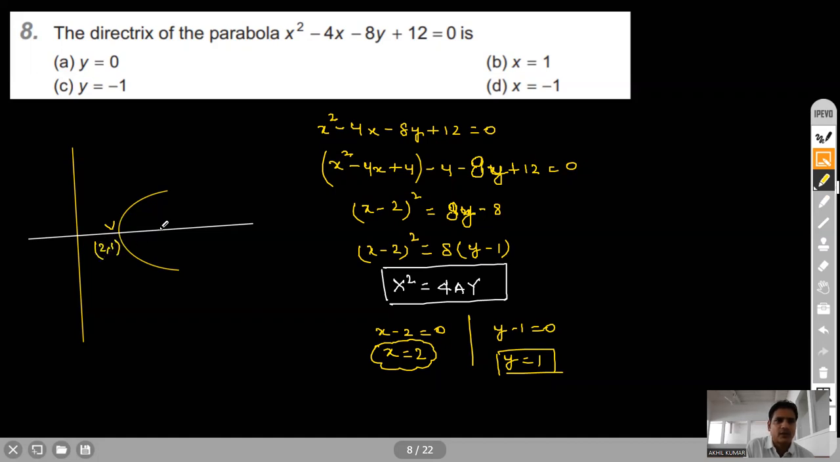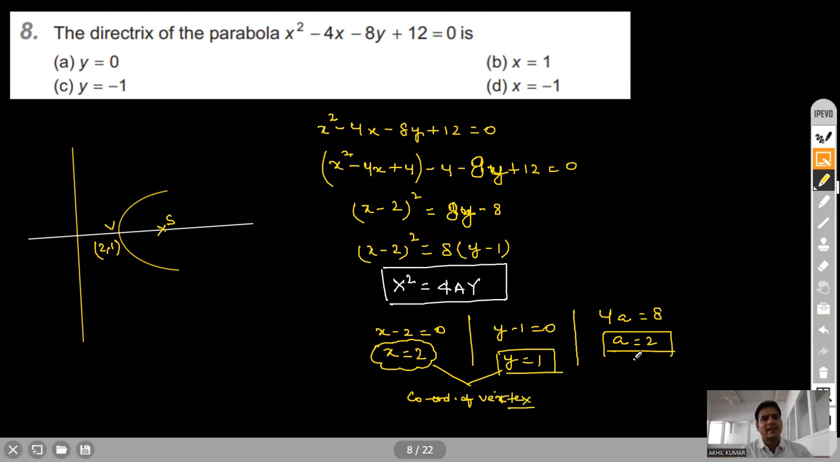So we got the coordinates of the vertex, and the coordinates of our focus, okay, it's not given. We have to find the equation of the parabola. Okay, we will try it out. Now, if you observe, what else can we find from here? We can find the value of A also. So 4A is equal to 8, means our A is equal to 2. Okay. So these three informations: we found the vertex coordinates, and we found the value of A.